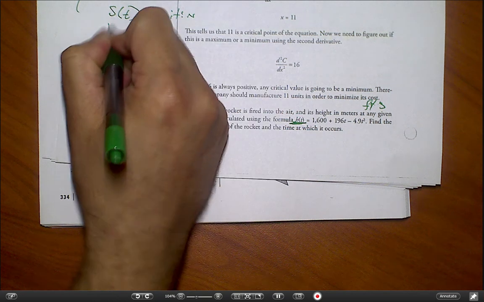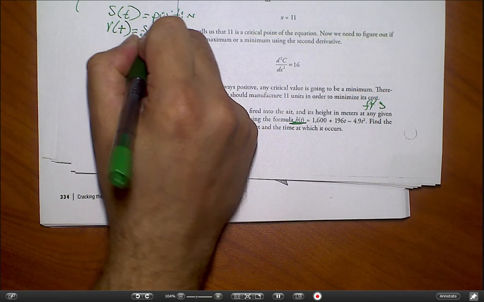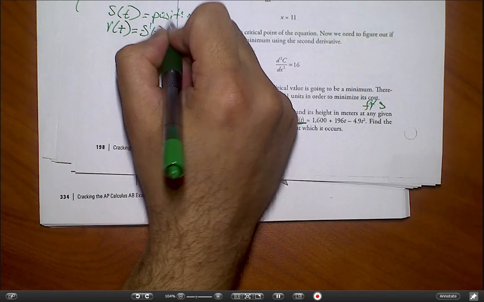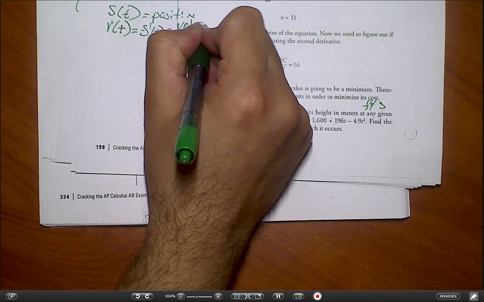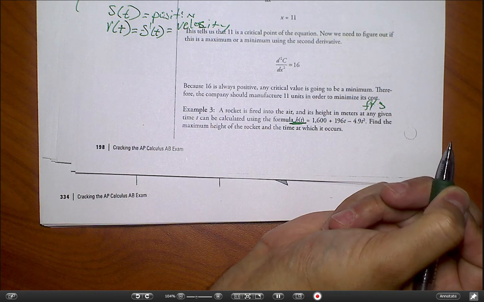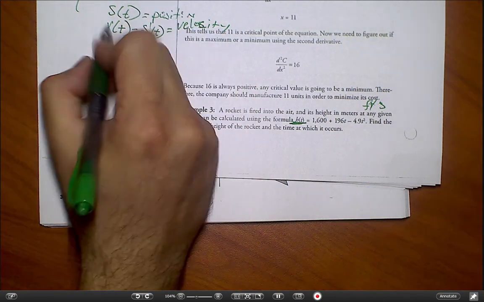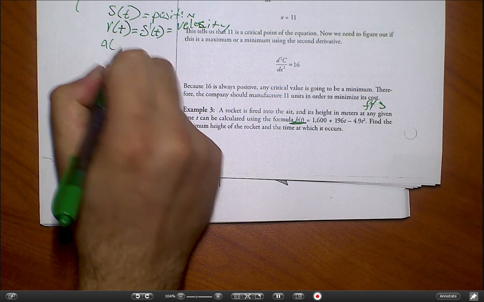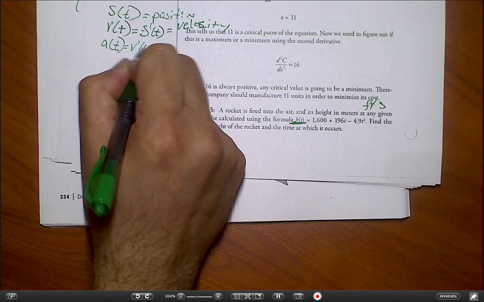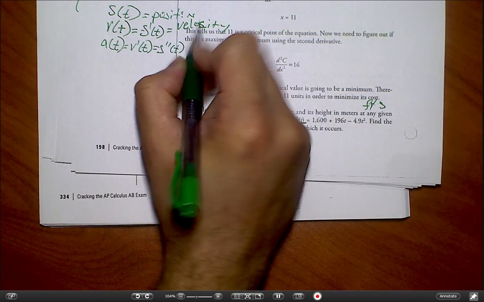Then it goes to v of t, which is the derivative, also s prime of t, and that is my velocity. Then take the derivative again, which is going to be my acceleration. So a of t is equal to v prime of t, which is equal to s double prime of t. And that is my acceleration.